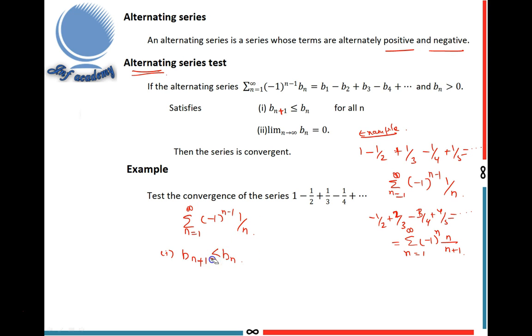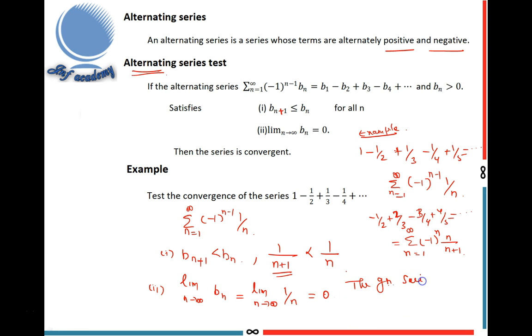Here b n plus 1 is less than bn. Obviously, it is true because 1 by n plus 1 is less than 1 by n. The denominator has the higher value, so it is a smaller value. 1 by n plus 1 is less than 1 by n. It is true, so condition 1 is satisfied. What is condition 2? Limit n tends to infinity bn. Here bn is 1 by n, and limit n tends to infinity 1 by n equals 0. So limit n tends to infinity bn equals 0. Condition 2 is also satisfied. So the given series is convergent.